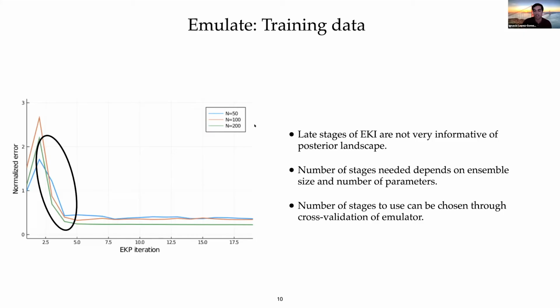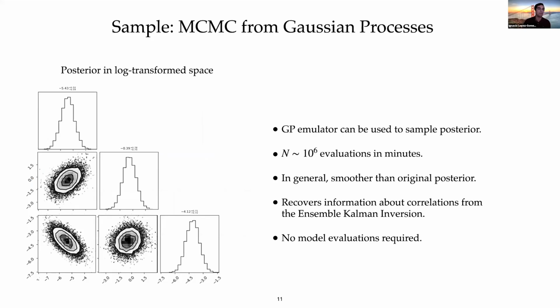And of course, this number of stages that is needed to train an emulator can be obtained through cross-validation of the candidate emulators. The final stage in this framework is sampling. So here I show the results from Markov chain Monte Carlo for 3 different parameters using a Gaussian process. And here what's important is that now we can actually perform millions of evaluations in a matter of minutes, because Gaussian processes are very, very cheap to evaluate.